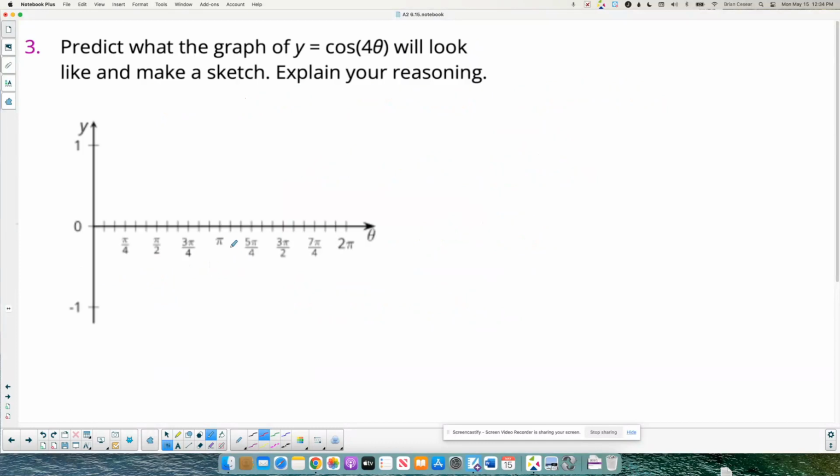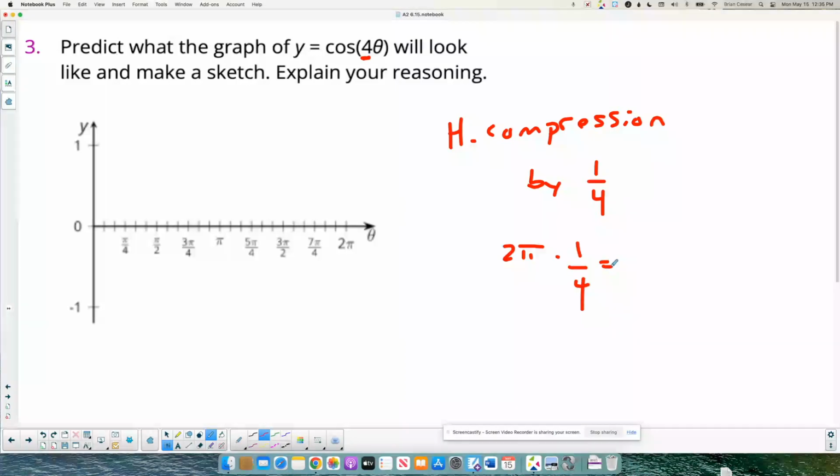All right, so the third part, predict what the graph of y equals cosine 4 theta will look like and make a sketch. Explain your reasoning. So since I got a 4 there, I think it's going to be a horizontal compression by 1/4. So if my period length is normally 2 pi, you times it by 1/4, your period length is going to be pi over 2.